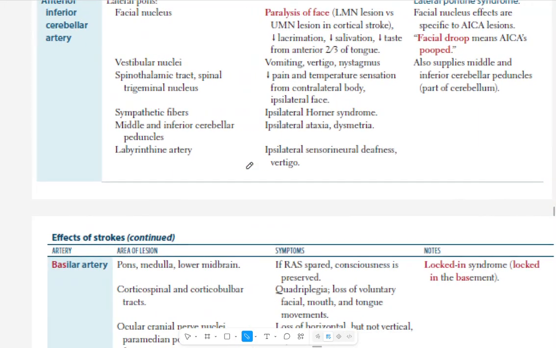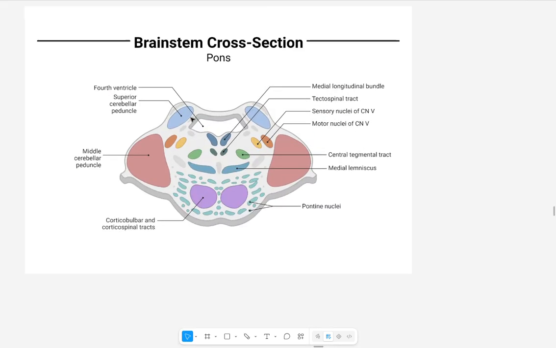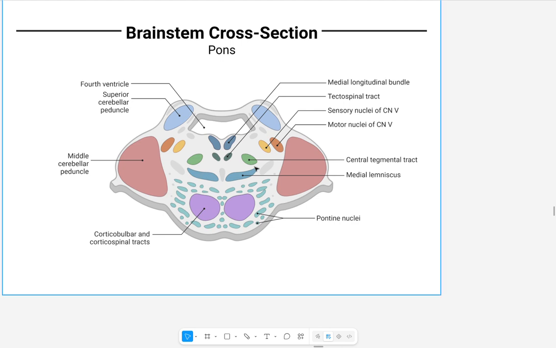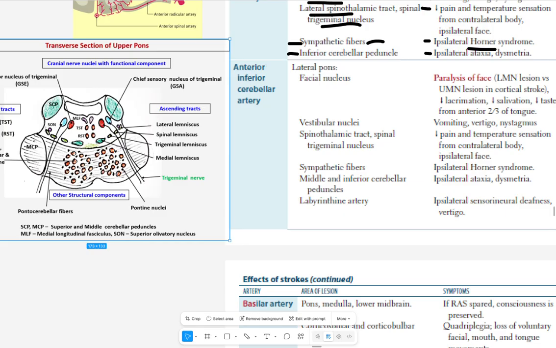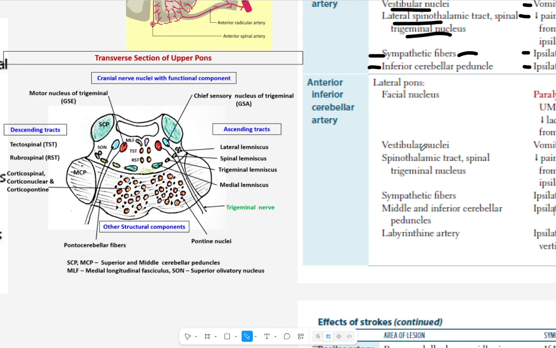So we move on to the anterior inferior cerebellar artery syndrome, and now we're looking at the lateral pons, right? So when we look at the lateral pons, let's try to understand the areas that are affected by the anterior inferior cerebellar artery. All right. So the things we're losing here are basically the facial nucleus. I can't appreciate the facial nucleus on this image. And then we're losing the vestibular nuclei. The vestibular nuclei also I cannot appreciate.